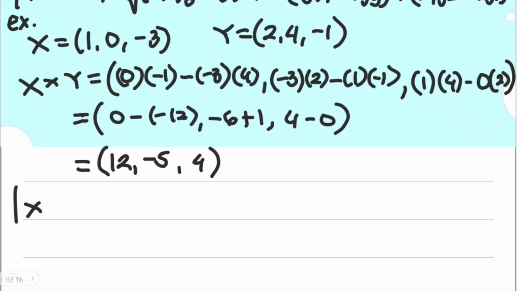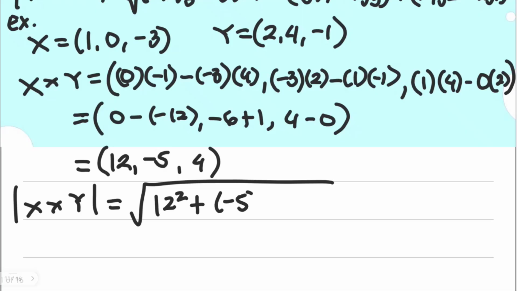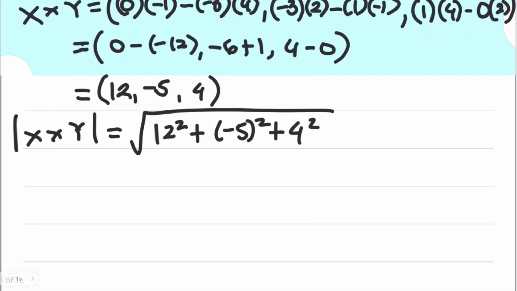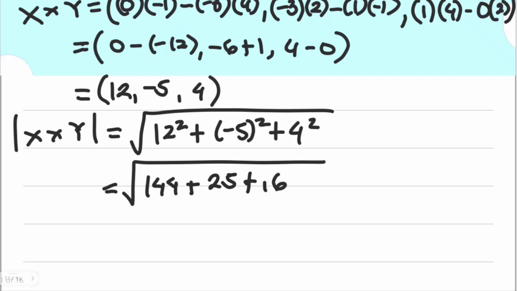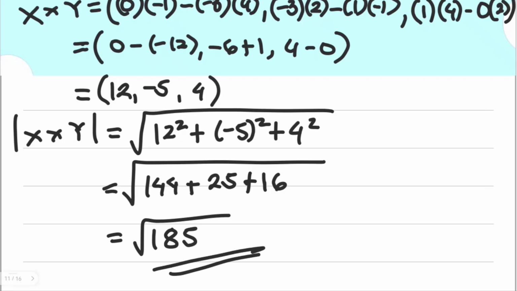As for the magnitude, again, a similar thing: just solve for the length of the vector. You can also use the two bars there, or use other forms, but this is generally the same. So the square root of the sum of the squares: 12 squared, negative 5 squared, 4 squared. This is actually 144 plus 25 plus 16, which would give us a result of square root of 185. This is now the magnitude of the cross product. It tells us the length of the vector of our cross product identified here.